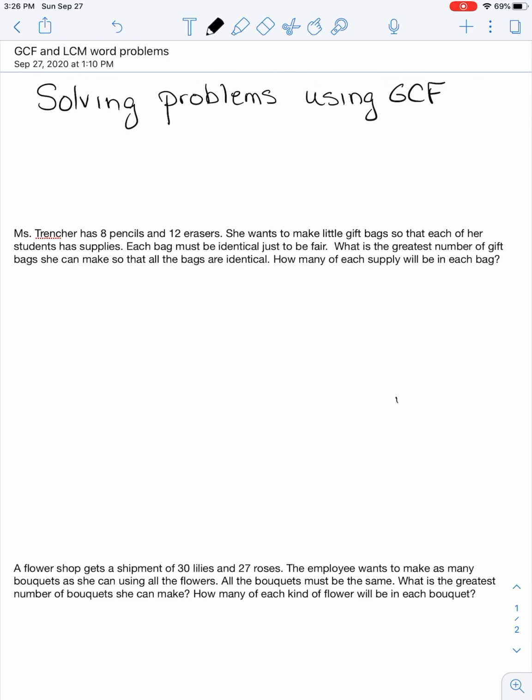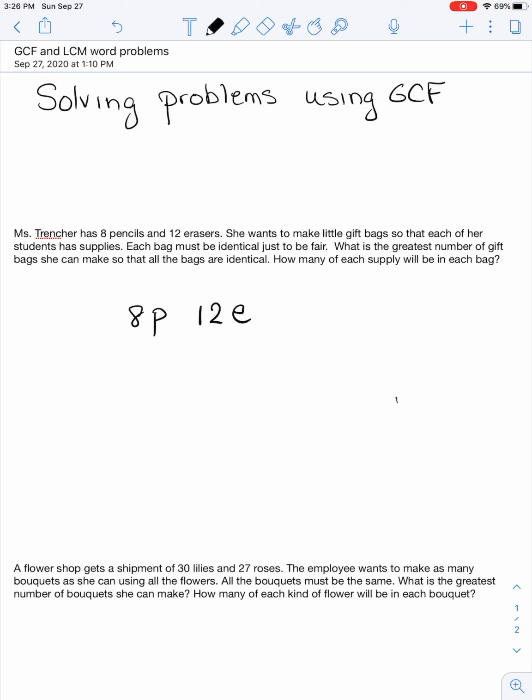Let's see if we could solve some word problems using greatest common factor. So here I have a problem. Miss Trencher has 8 pencils and 12 erasers. Okay, so let's write down 8 pencils. I'm going to put P for pencils and 12 erasers. I'm going to put E for erasers.